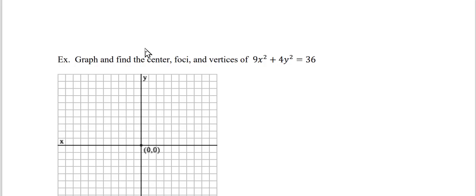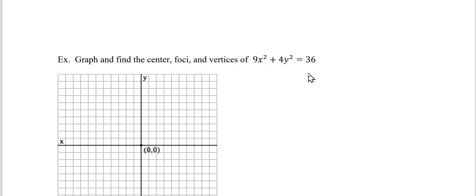Graph and find the center, foci, and vertices of 9x squared plus 4y squared equals 36. The problem that we have here is that this does not look like the standard form of an ellipse. If we're talking about an ellipse, we want it to be equal to 1. It doesn't specifically say here that this is an ellipse.